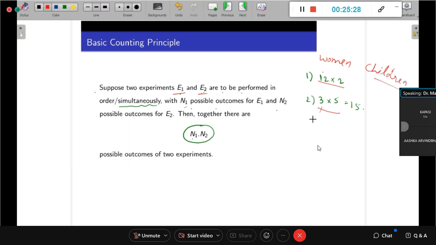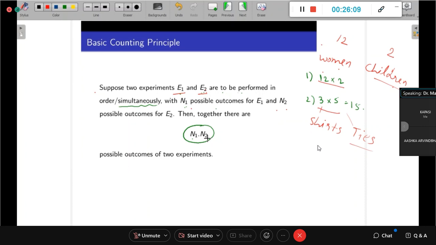Okay, in this case you have shirts and another is ties. So N1 possible outcomes for E1 and N2 possible outcomes for E2. So 2 children, 12 women, right? So each woman has going to 12 into 2. So this going here is the N1 possible outcome. Out of women, there are 12 women. Each woman has 2 children. So if you make this E1 and this E2, then together there are how many choices? N1 into N2.